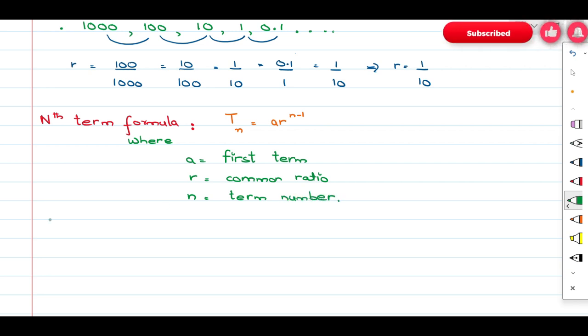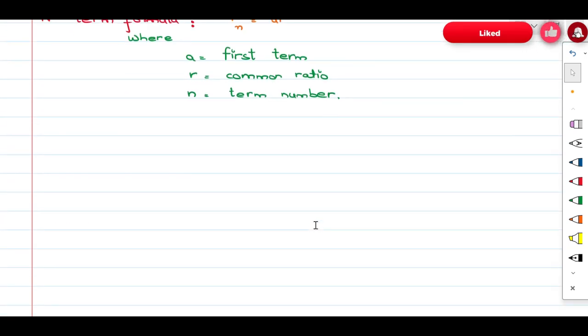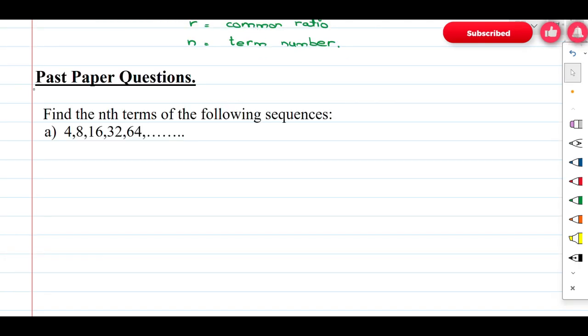All right. Now let's do some past paper questions, right? Okay. All right, so the first past paper question is: find the nth terms of the following sequences. So we are given a few sequences and we need to figure out their nth term, right? So let me start with the first one.